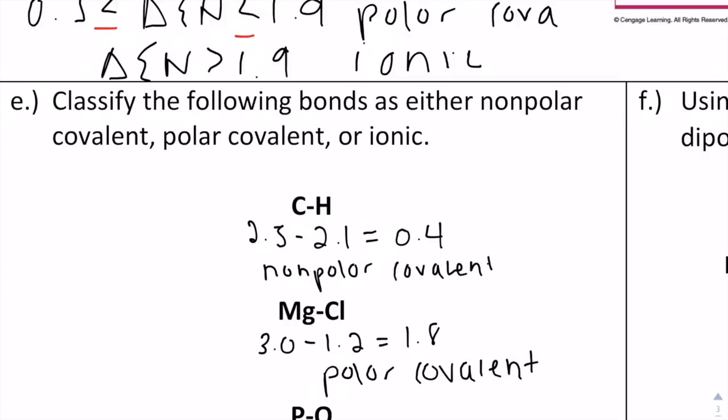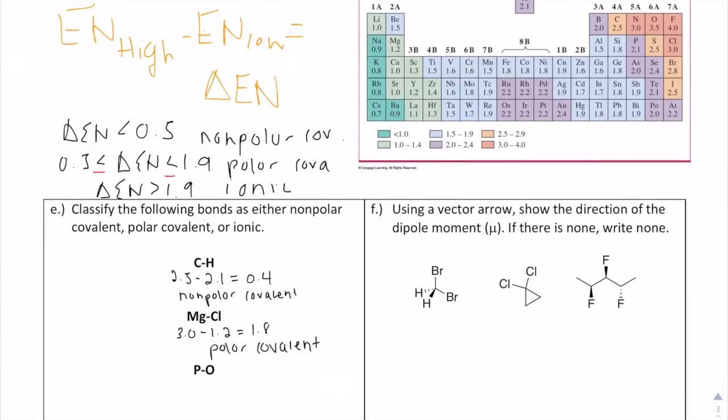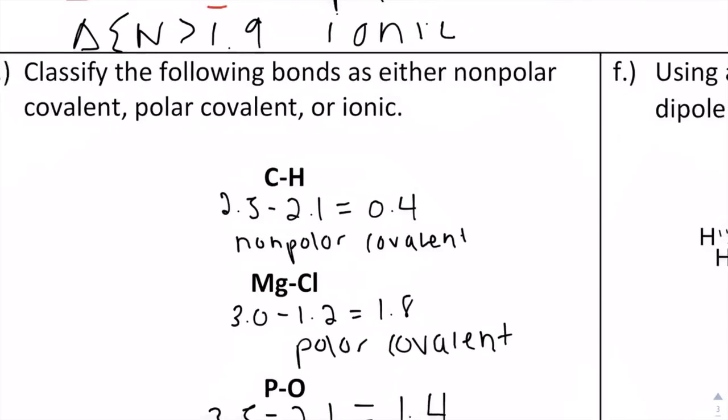Okay? Then we're going to do the phosphorus to oxygen bond. So phosphorus is 2.1 and oxygen is 3.5. So 3.5 minus 2.1 is going to be 1.4. And 1.4 is also less than that 1.9 value, so that's going to be polar covalent as well. Okay? So that's how you classify these bonds.